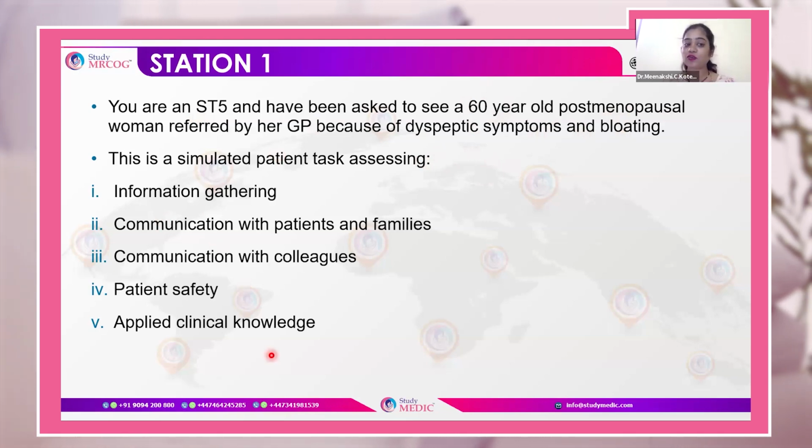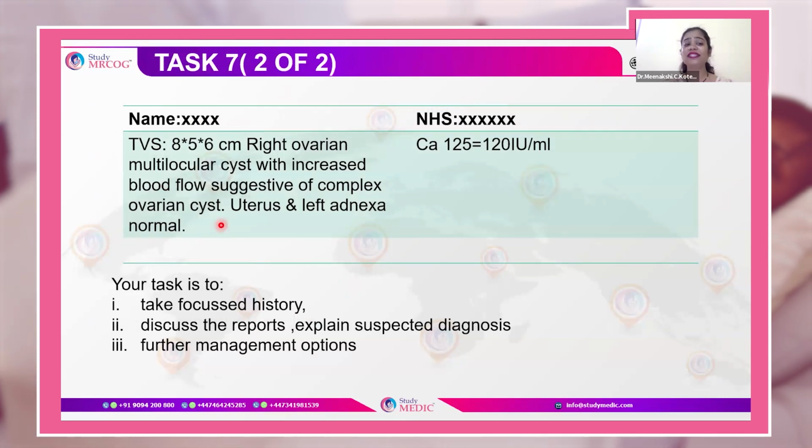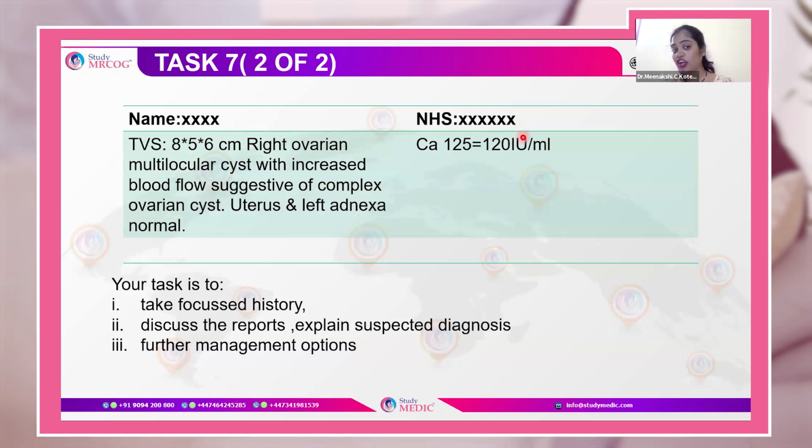And then check the domains that you're being tested upon. As you can see, all the 5 domains are being tested here. And then you can see that already the GP has done a few investigations. That is, CA125 is already done.